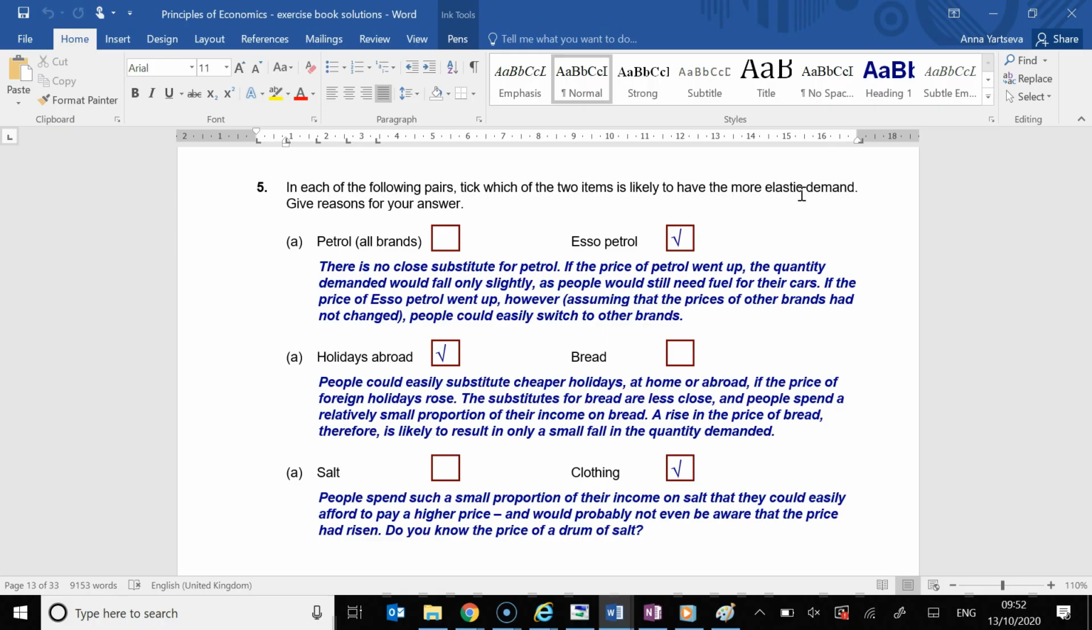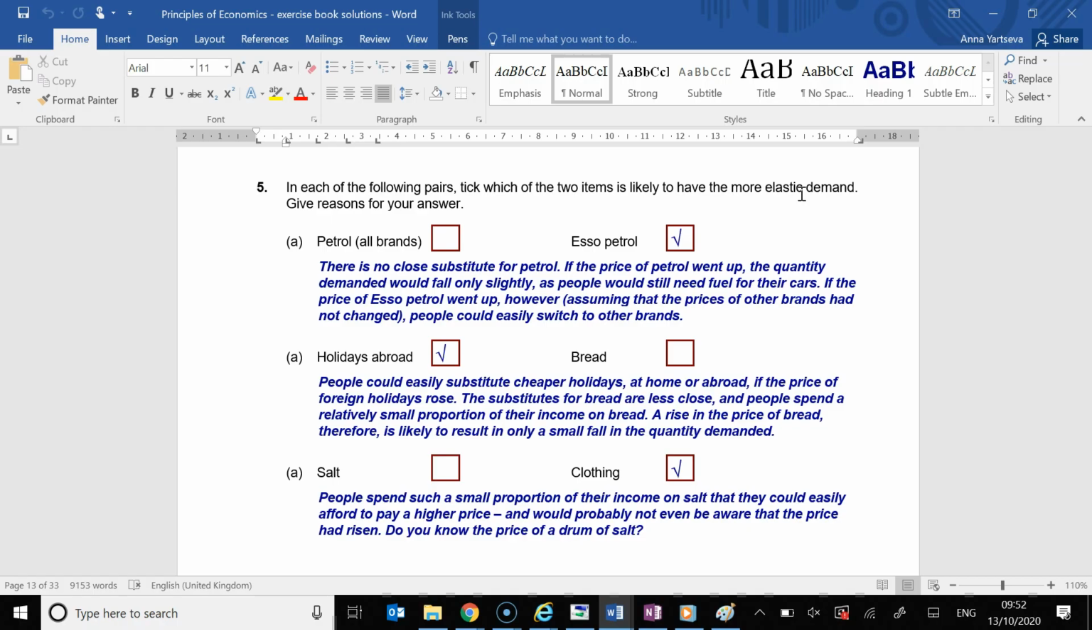ESSO petrol, because strictly speaking, it has a different number of substitutes. Petrol overall, general petrol, doesn't have many substitutes. If you need to drive a car, you cannot fill your car with anything else. You cannot even fill it with diesel if you have an engine which runs on petrol. You cannot fill it with alcohol. You cannot fill it with milk. It doesn't have any substitutes. You need to use petrol to be able to use your car, right?